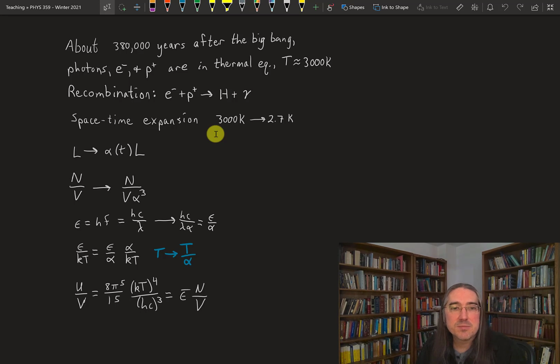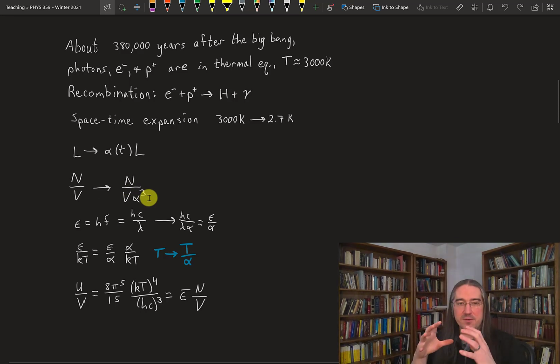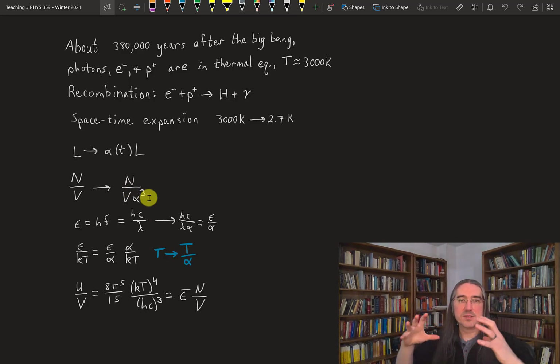But as the universe expands, your initial L, whatever it was, is going to be expanded by this space-time expansion factor. That leads to two things. One, the number of photons per unit volume drops, not because photons go away, but because the volume gets bigger. So if I've got 10 photons in here and the universe is expanding, now I've got 10 photons in here, the number per unit volume is lower.